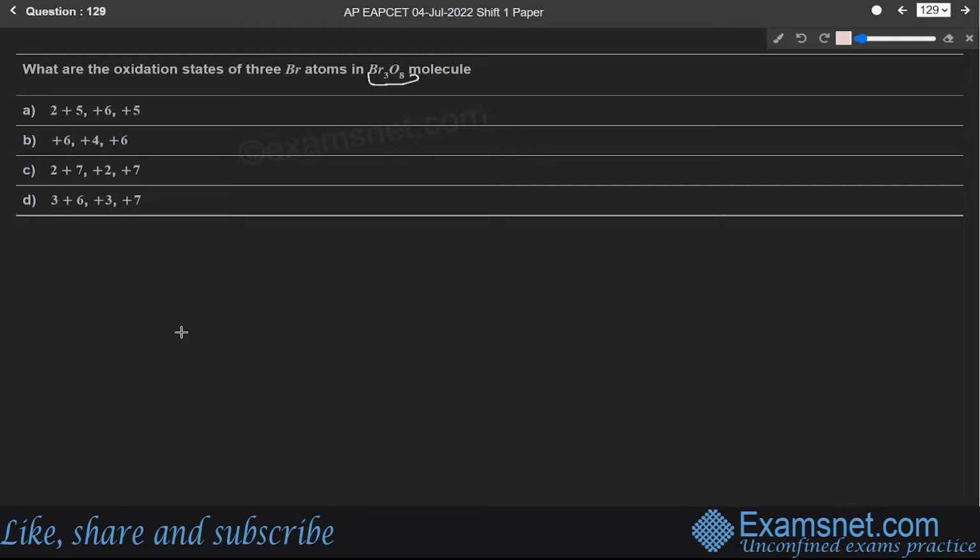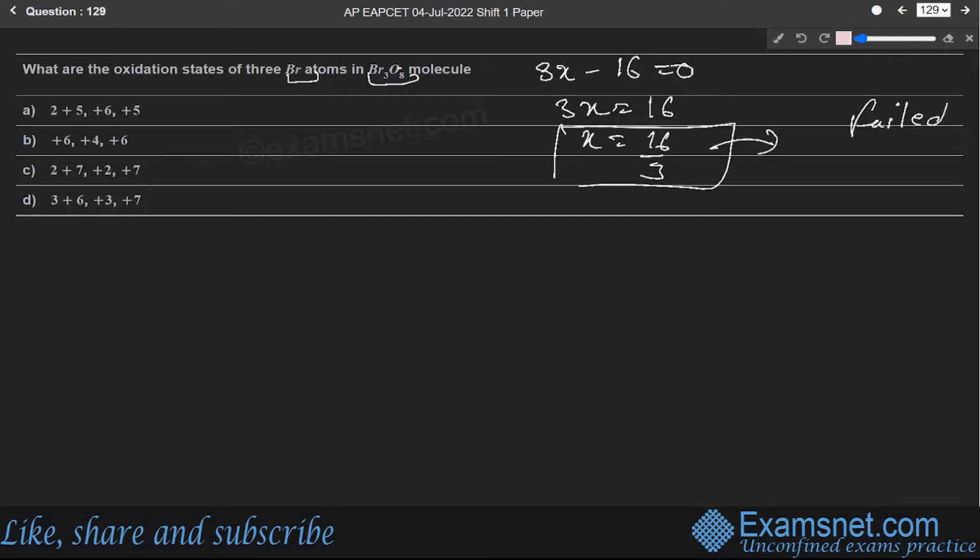What the student does is take 3x, oxygen goes to -2, so 8 times that is 16, and that would give you 3x equals 16 and x equals 16 by 3. But this is wrong. You see there is no option matching this, right? It has not asked us the average. They have asked us the individual, the 3 Brs. So if you are looking for this method, this would fail. Now let's see the original method.